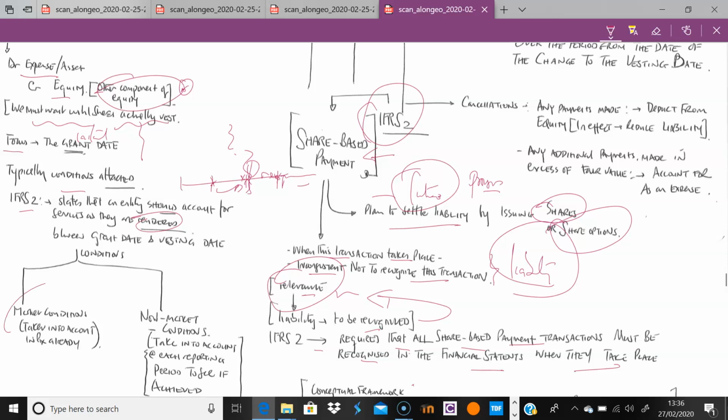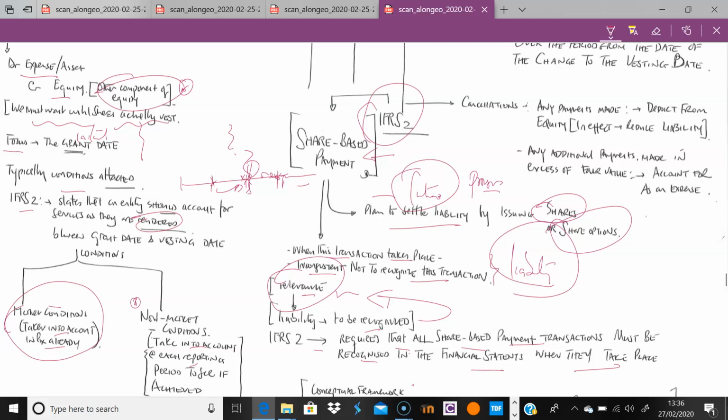The market conditions are already taken into account, so we don't need to think about those anymore. It's the non-market conditions that we need to take into account: how many people have left, and whether or not they have achieved the profit targets. That's what we use to decide whether or not we can recognize that at that particular year.